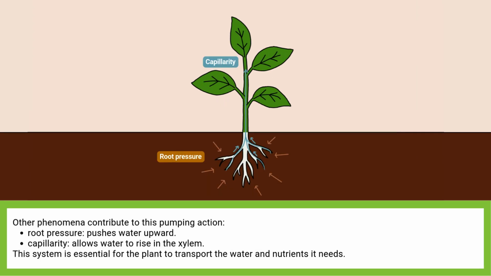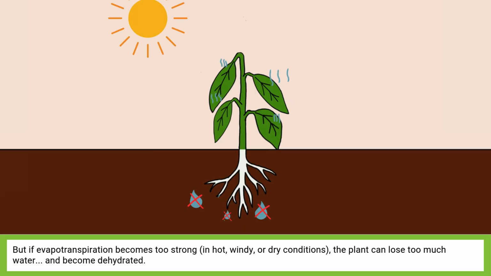Other phenomena contribute to this pumping action. Root pressure pushes water upward. Capillarity allows water to rise in the xylem. This system is essential for the plant to transport the water and nutrients it needs. But if evapotranspiration becomes too strong in hot, windy, or dry conditions, the plant can lose too much water and become dehydrated.